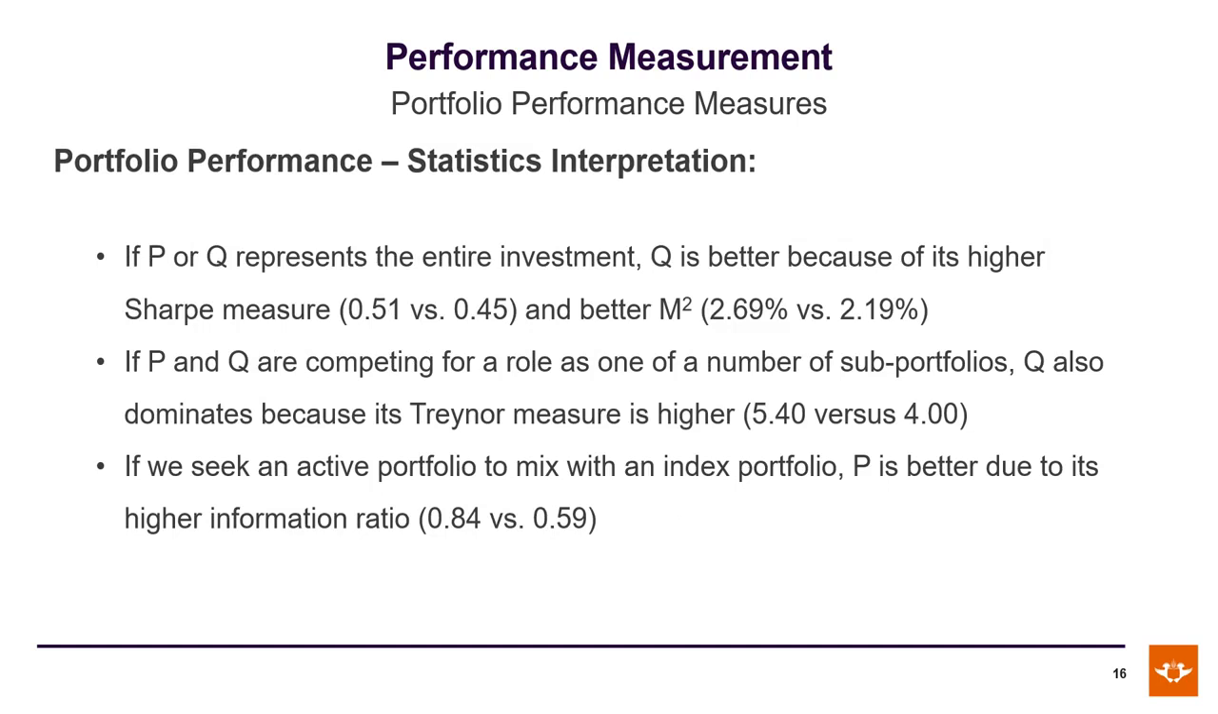If we're looking for a portfolio to serve as our entire investment, then Q is better because it has a higher Sharpe measure and a better M squared. If P and Q are competing for a role as one of a number of sub-portfolios, Q is also better because its Treynor measure is higher. However, if we're looking for an active portfolio mix, then P's information ratio is higher, making it the better choice.